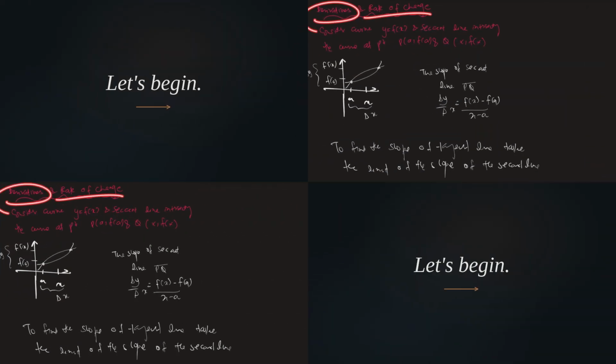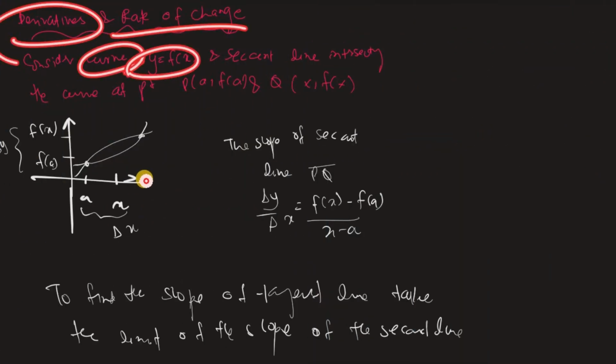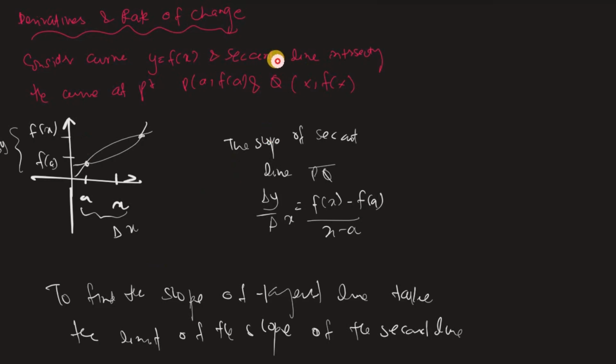So, derivative and rate of change. Consider a curve where you're given y equals f of x. This is the function, and this is the secant line that you see over here, and it is intersecting two points, P and Q.